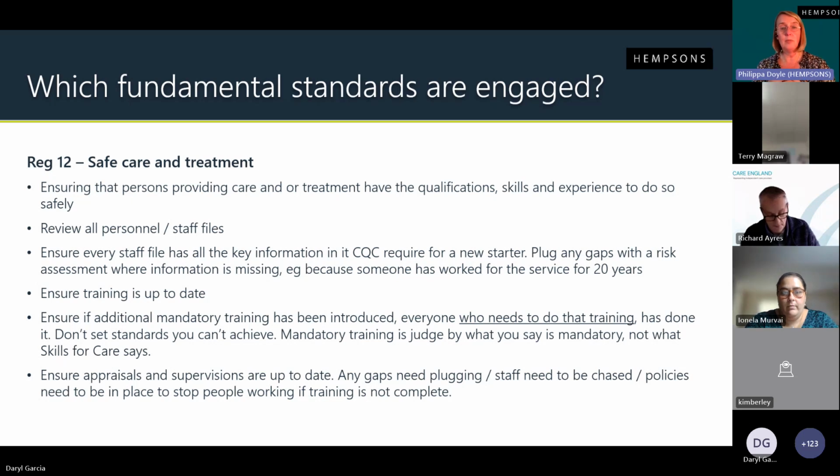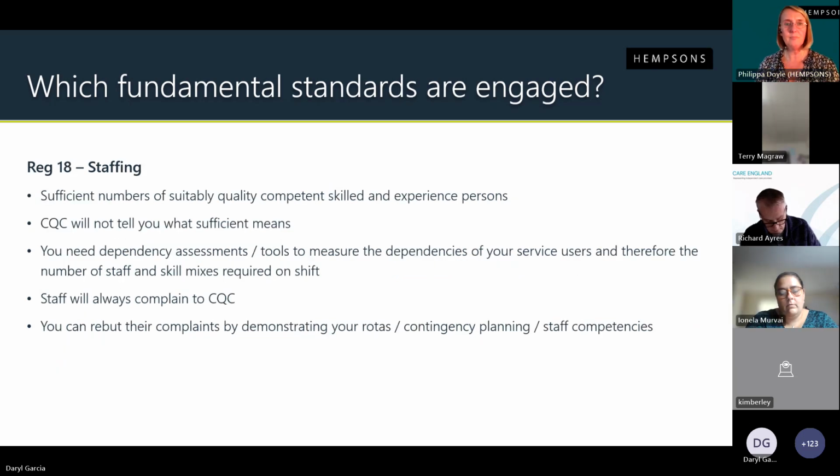And they can't support people anymore until that mandatory training is complete, so that you can evidence that you're satisfied about the competencies and the safety of your staff and your service. So if we go on to the next slide, please, Daryl.